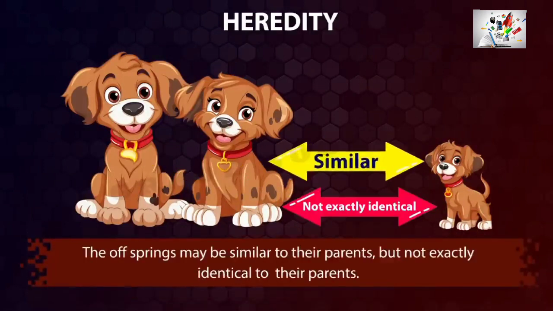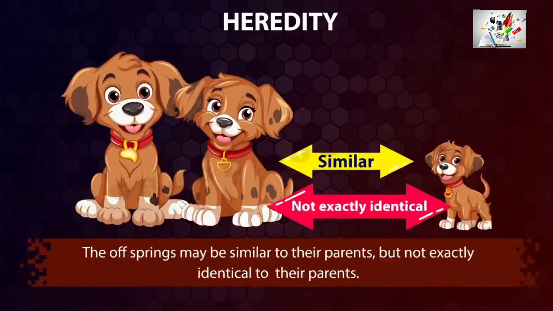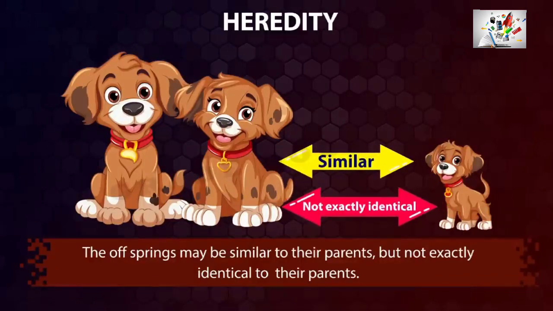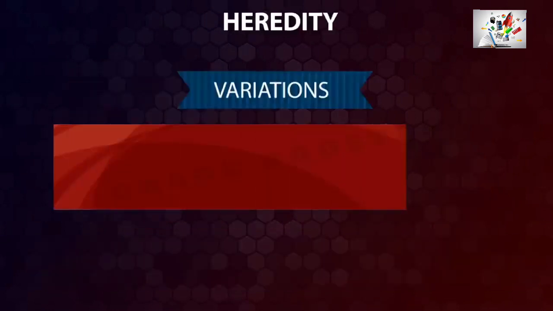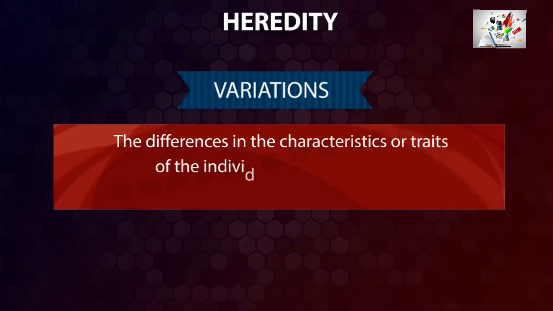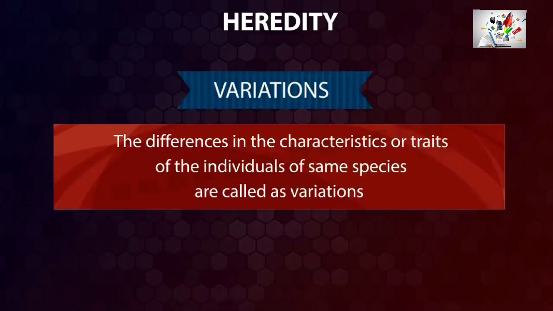The offspring may be similar to their parents, but not exactly identical to their parents. That means there are certain differences among the parents and offspring. These differences are called variations. Variations. The differences in the characteristics or traits of the individuals of the same species are called variations.